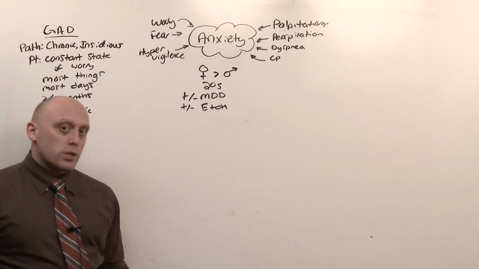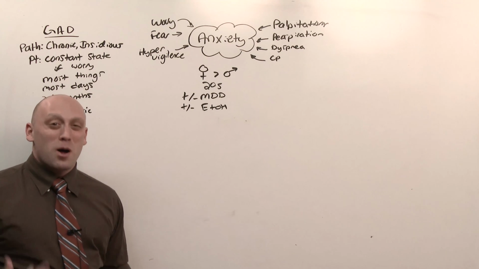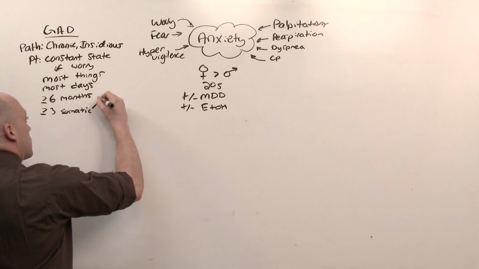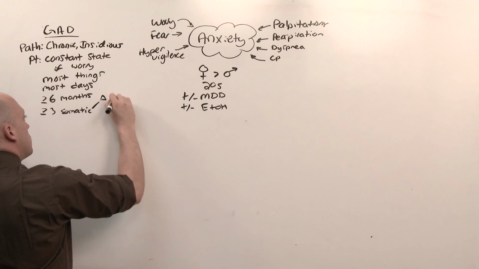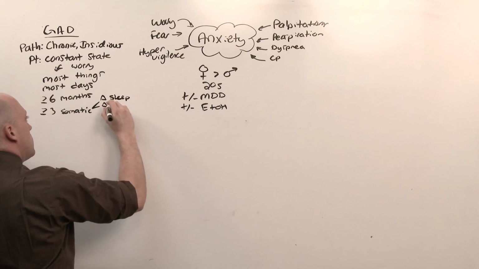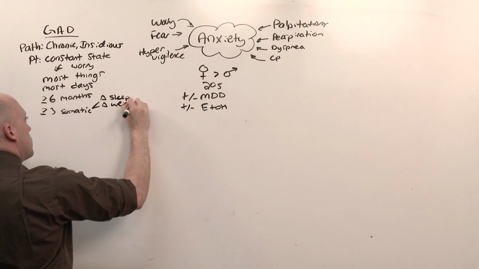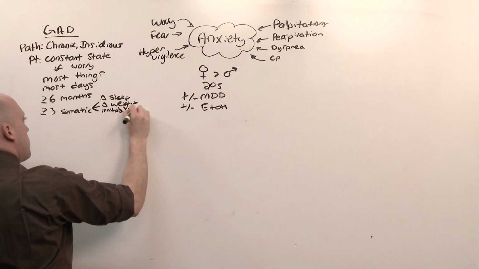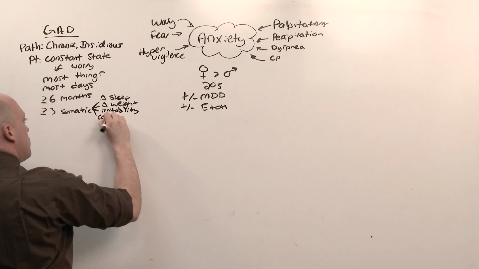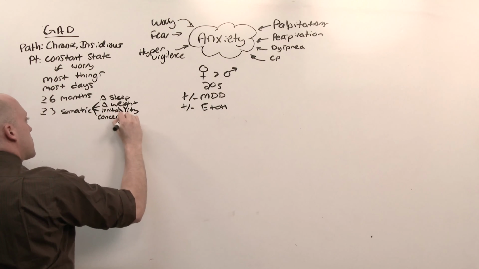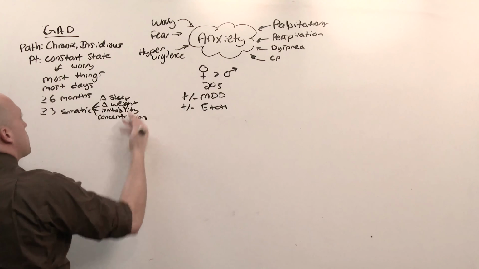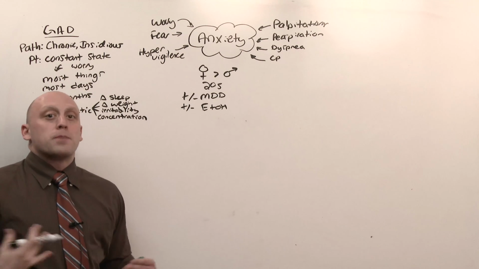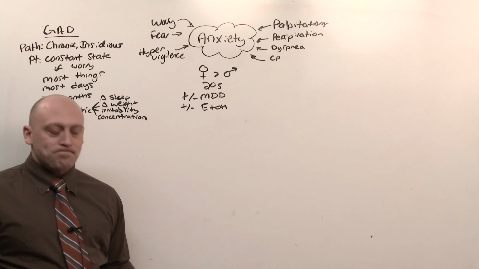But where I want you to look at, and I got it for the test because it's so obvious, because it's so impairing in someone's life, are going to be things like sleep change, changes in weight, irritability, and concentration. It's not just that they worry about things, it's that it impairs their ability to work and interact with others. It becomes an impairment that makes it a disorder.